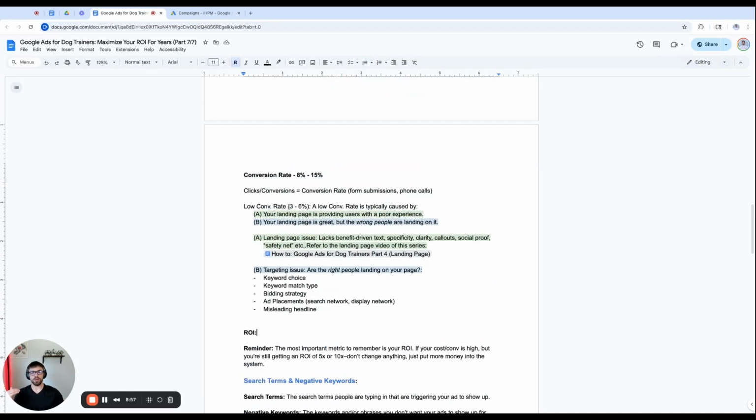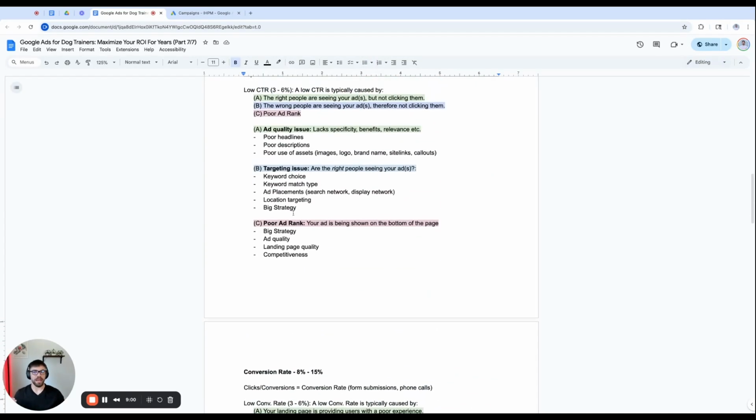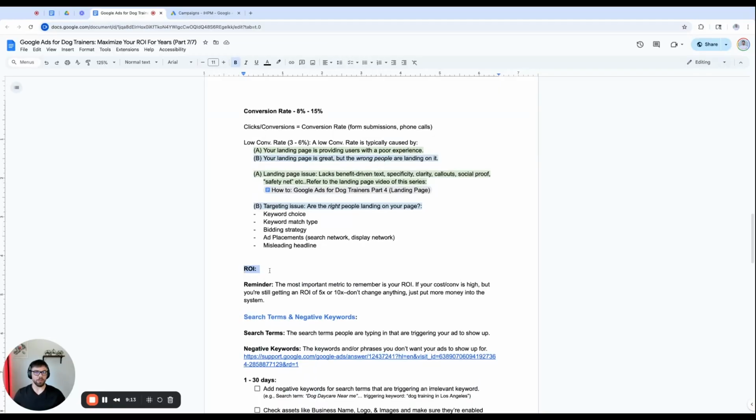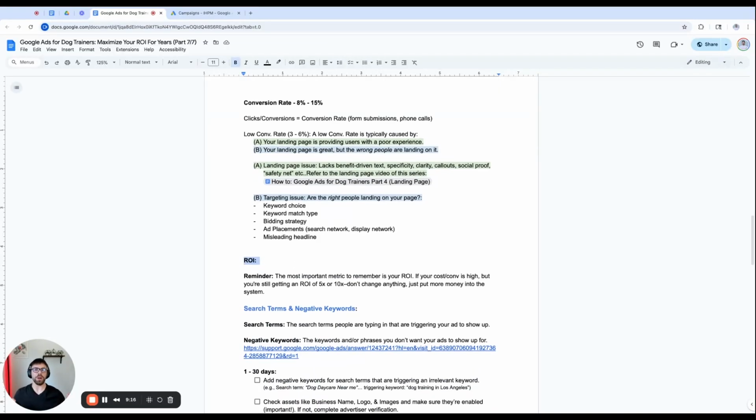So now we've covered click-through rate and why you might have a low click-through rate and how to diagnose that issue. And then conversion rate, reasons you might have a low conversion rate, and how to diagnose that issue. But at the end of the day, we have to remember something here, guys. Don't get too caught up in your cost per click and your conversion rate and your click-through rate. At the end of the day, the most important metric to remember is your ROI. If your cost per conversion is high, but you're still getting an ROI of 5 to 10x, don't change anything, just put more money into the system.